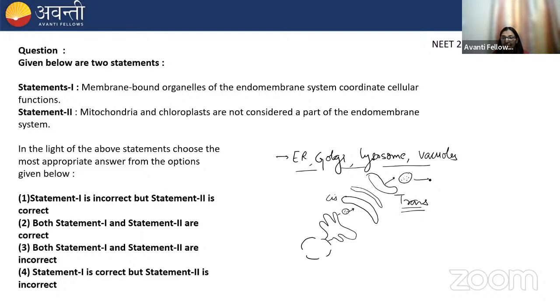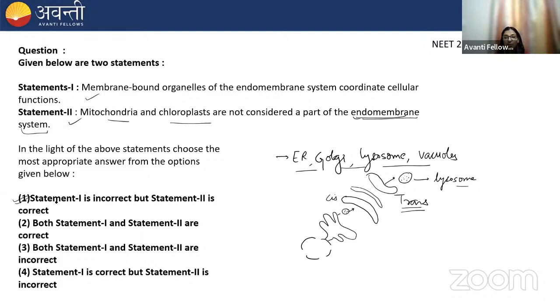Now, if this vesicle contains hydrolytic enzymes, then this vesicle is known as a lysosome. So you can see that the ER, Golgi, and lysosome all show coordinated function. So the membrane-bound organelles of the endomembrane system show a coordinated function. Whereas the mitochondria and the chloroplast are not considered part of the endomembrane system, because they do not show coordinated function.